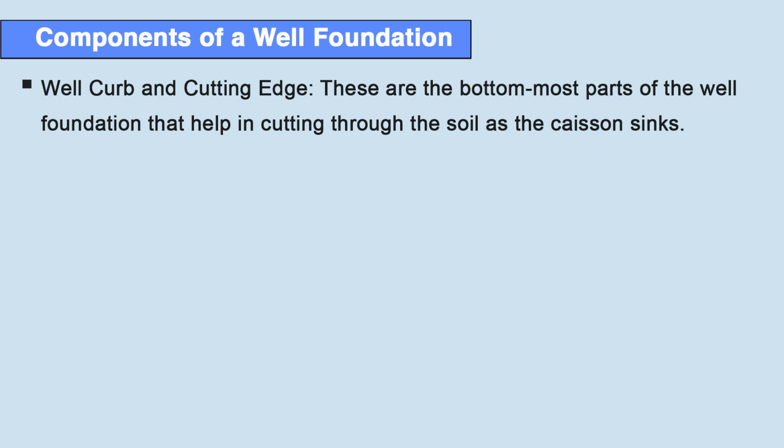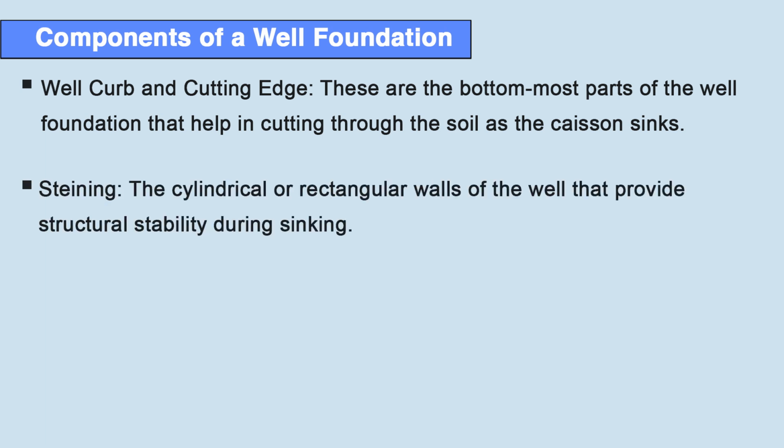Then what are the various components of a well foundation? Well foundations consist of several key components, each serving a specific purpose in the overall structural integrity. First is well curb and cutting edges. These are the bottommost part of the well foundation that help in cutting through the soil as the caisson sinks. Second is steining, the cylindrical or the rectangular walls of the well that provide structural stability during sinking.